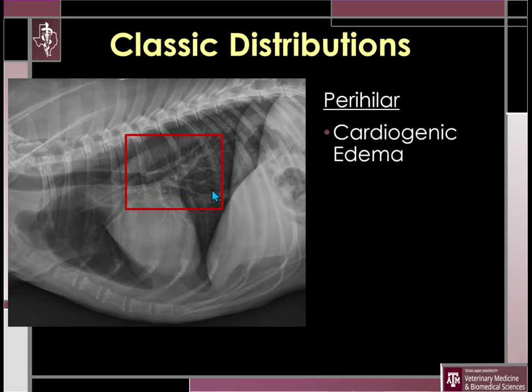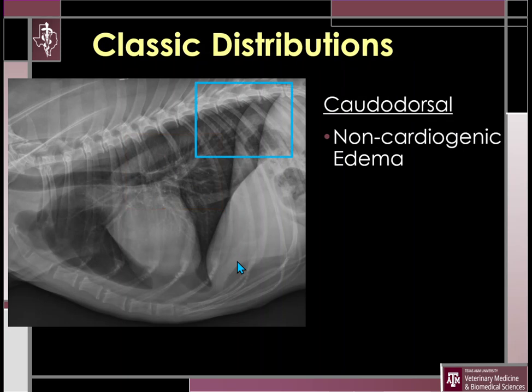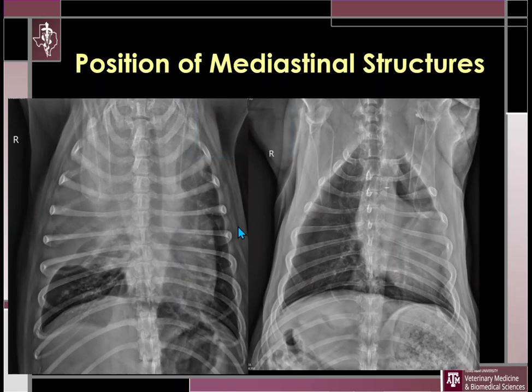This increased opacity that occurs in the perihilar region, which is not present in this animal, this is normal lung, but just this region is where you're going to see heart failure or cardiogenic edema. It's the classic distribution for cardiogenic edema. And then distribution in this caudal dorsal aspect of the lung is typical for non-cardiogenic pulmonary edema. Again, this lung is normal, but if you see opacity in this region, your top differential is going to be non-cardiogenic pulmonary edema.